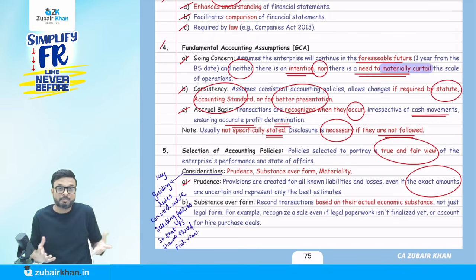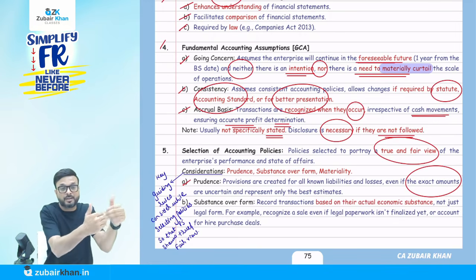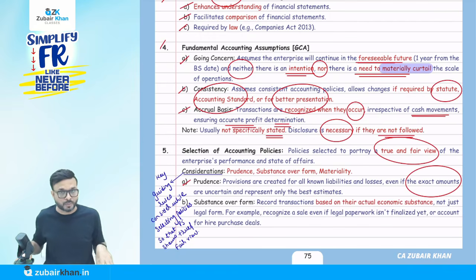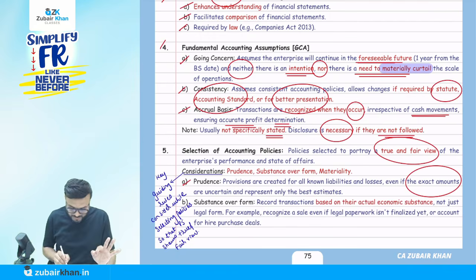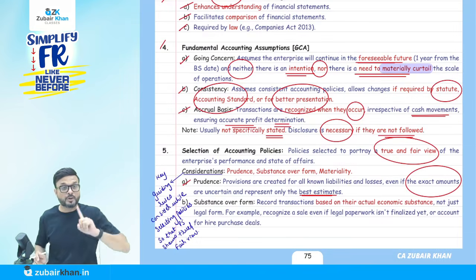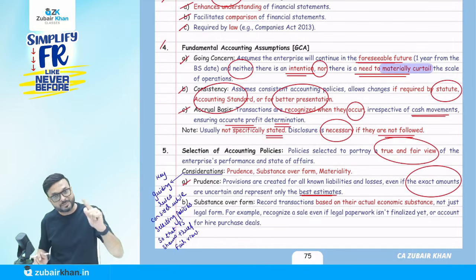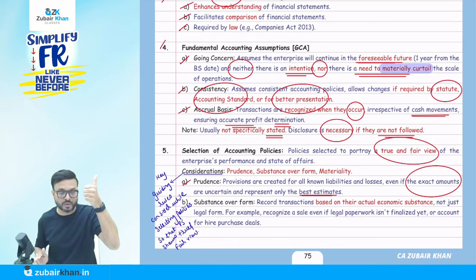Okay, no problem. But there is an expected loss. Bad debt might happen in future, so we create a provision. It is not necessary to have the exact amount, even if the amount is uncertain and represents only the best estimate. We don't book an expected gain. Expected losses we book, and we call this the prudence concept.